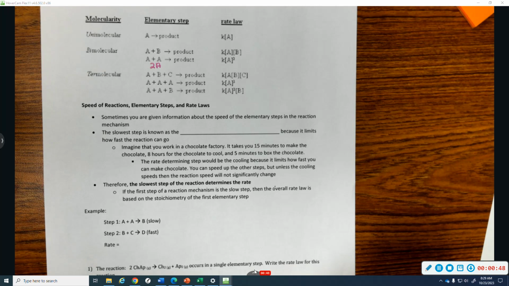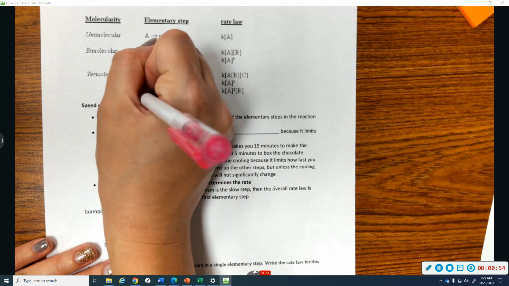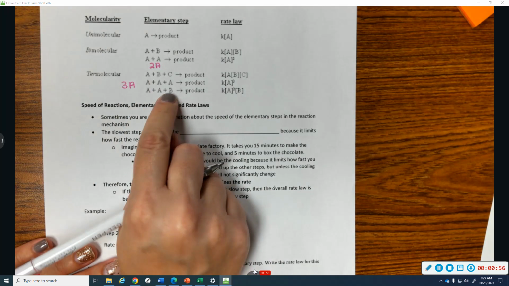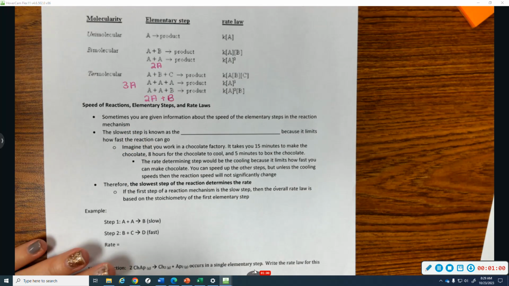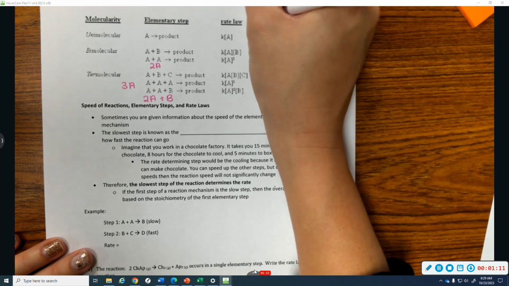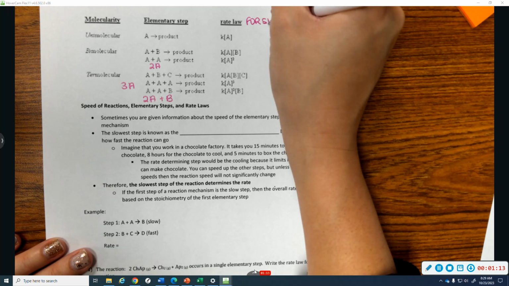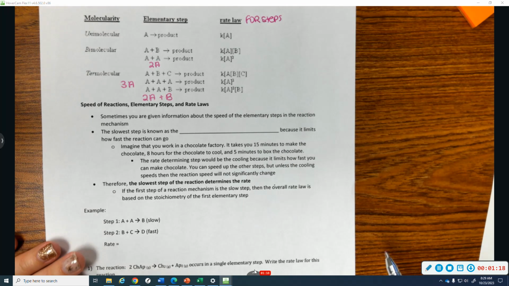Termolecular steps have three reactants. Especially the examples at the bottom, how that would be written would be 3A. How this would probably be written would be 2A plus B. Both of those are termolecular because I need three molecules to collide and hit at the same time. And you can write rate laws for steps based on stoichiometry, which I have the examples here.